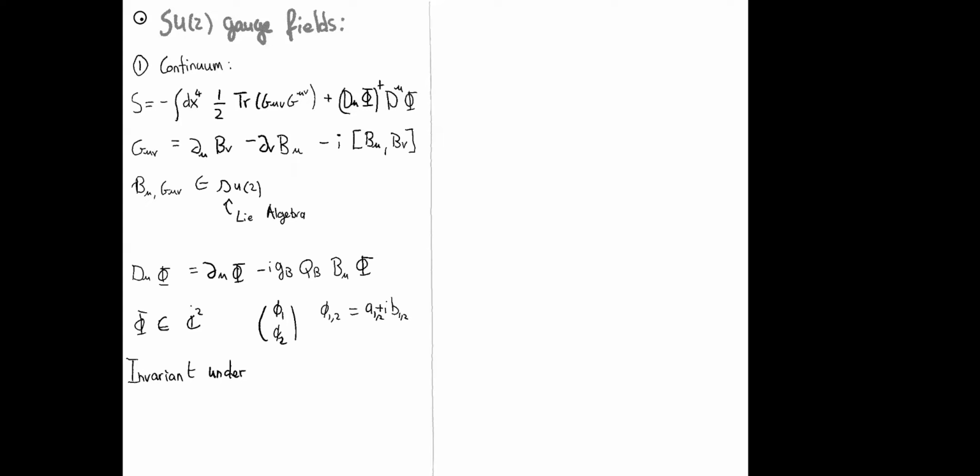And so the point of this theory is really that this is invariant under a local gauge SU2 transformation. Let me write this down. And I'm also going to write down the transformation now. So this is really the group now.